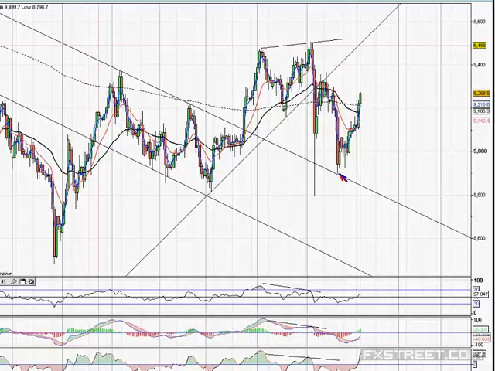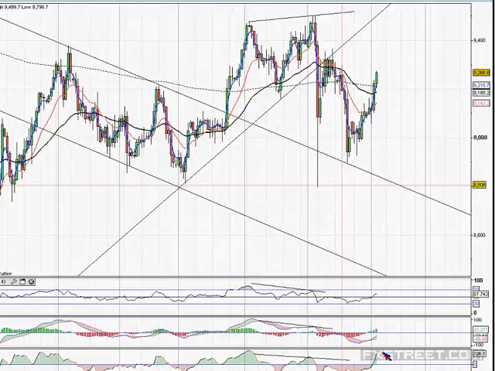So this is why we're always looking for support and resistance, okay. Was resistance, now becomes support. Was support, now becomes resistance, okay. So daily chart is now looking strongly bullish.